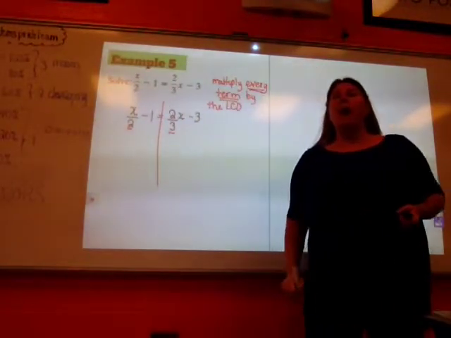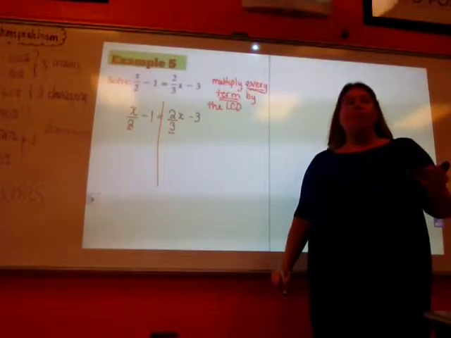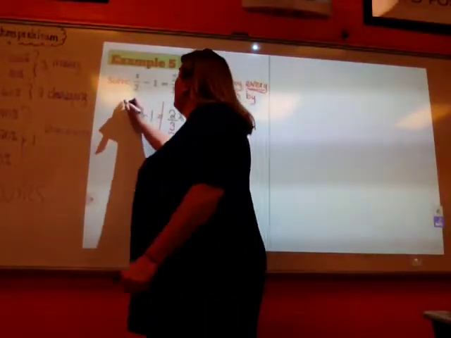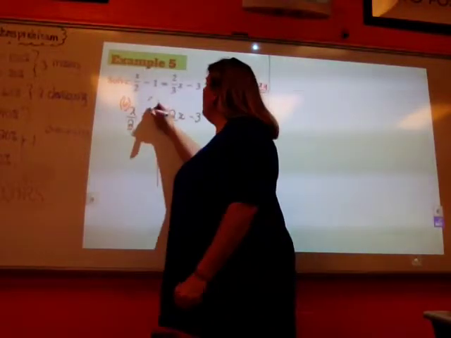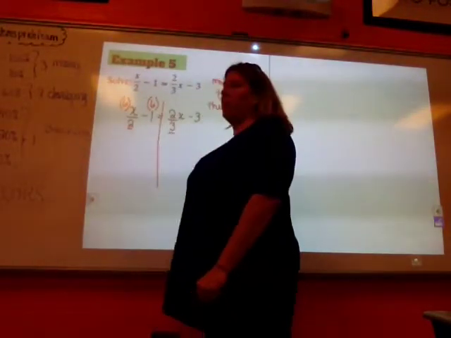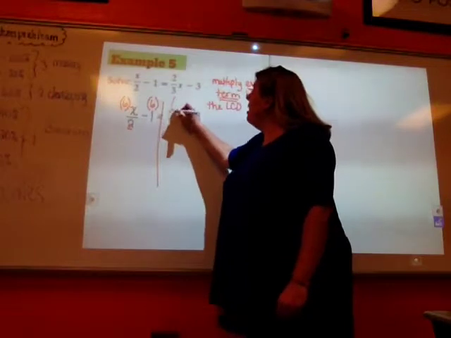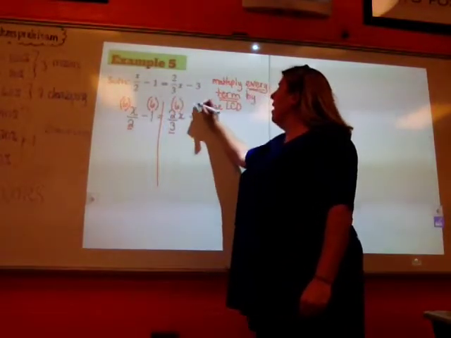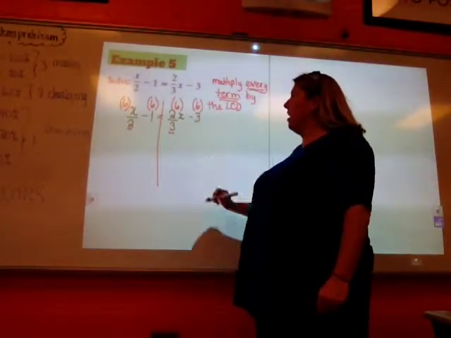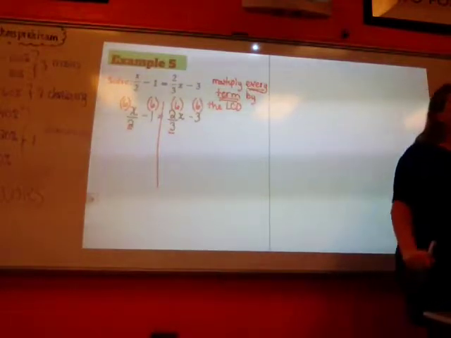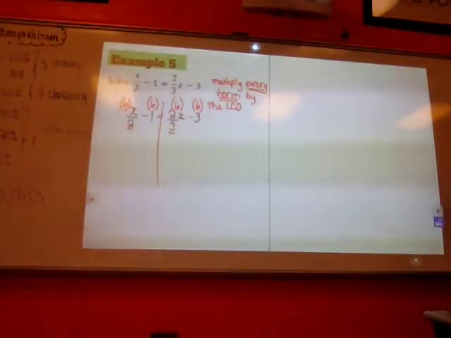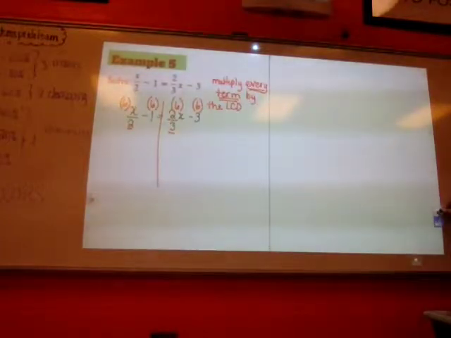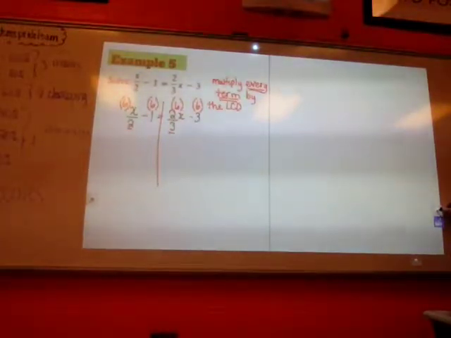So I have to multiply every term. How many terms do I have? 4. So that means this has to be multiplied by 6. This has to be multiplied by 6. This has to be multiplied by 6. And this has to be multiplied by 6. So every term gets multiplied by the least common denominator. Every single one of them.